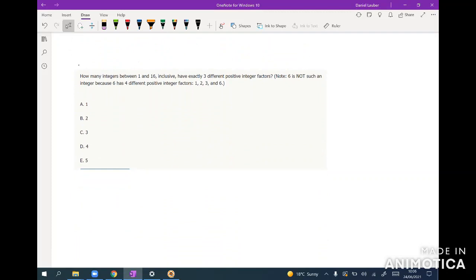How many integers between 1 and 16 inclusive have exactly 3 different positive integer factors? So the number of factors of a number n, in prime factorization, if it's p1 to the x, p2 to the y, etc., is just going to be x plus 1 times y plus 1, etc. And in order for this to be 3, well, 3 is a prime. And so we must have only one prime, p1, be our only option. And so we must have something to the 2 as our number.